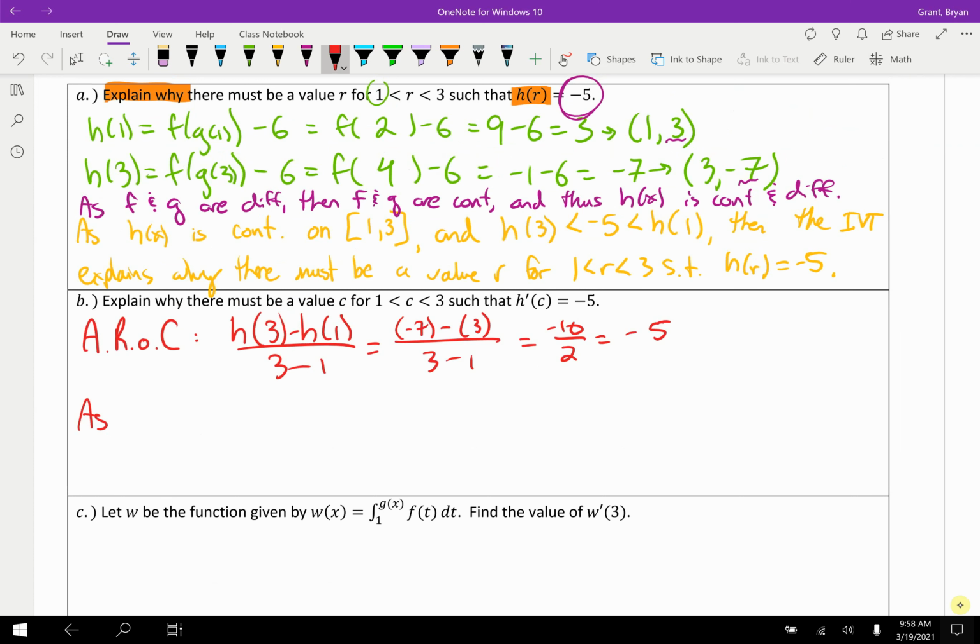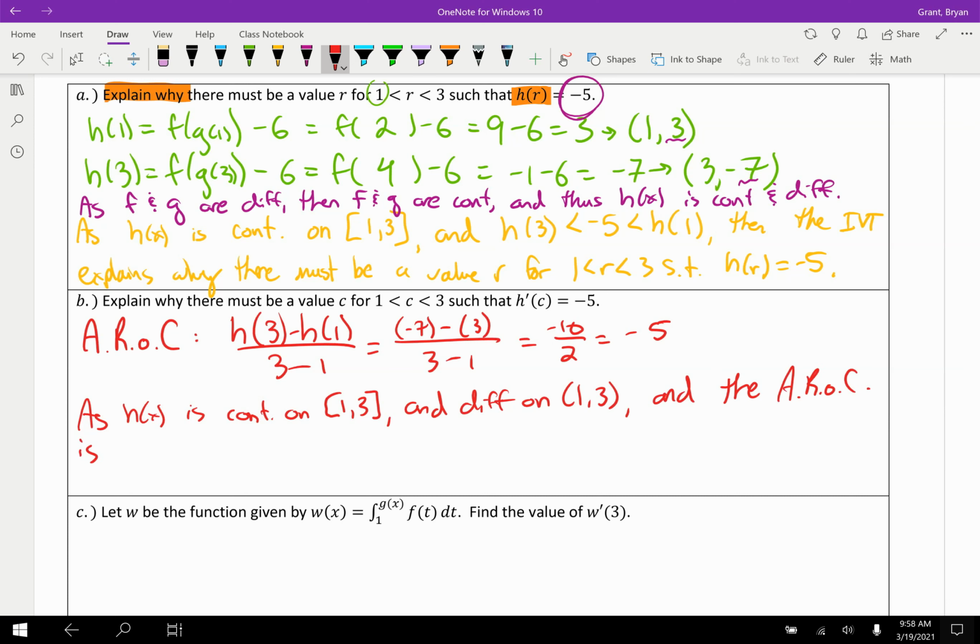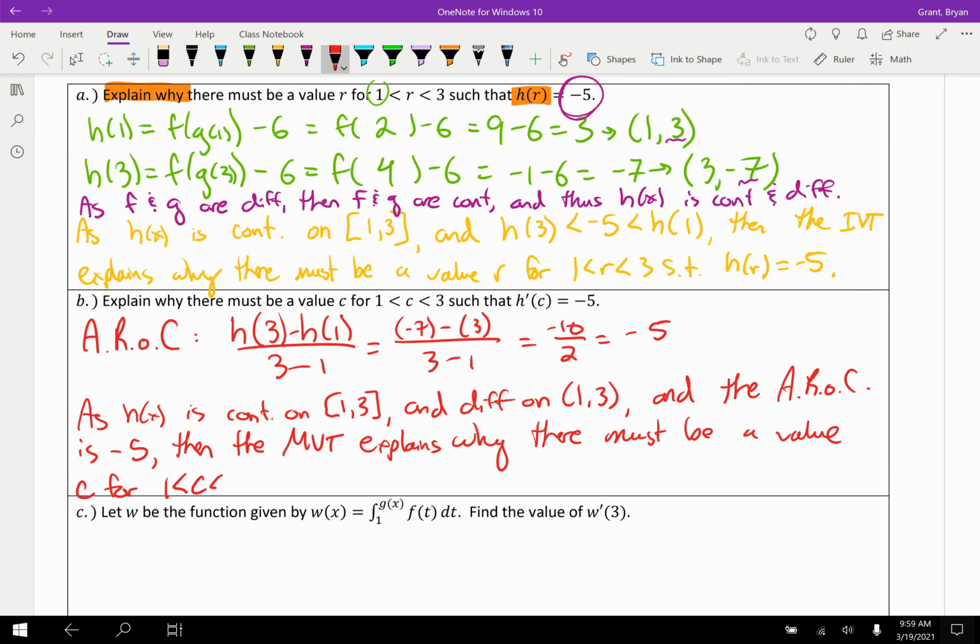Very similar to the other one. As h(x) is continuous on [1, 3], that's the closed interval, and differentiable on (1, 3), the open interval, and the average rate of change is -5, then the MVT explains why there must be a value c for 1 < c < 3 such that h prime of c equals -5. Look at that. Go us.